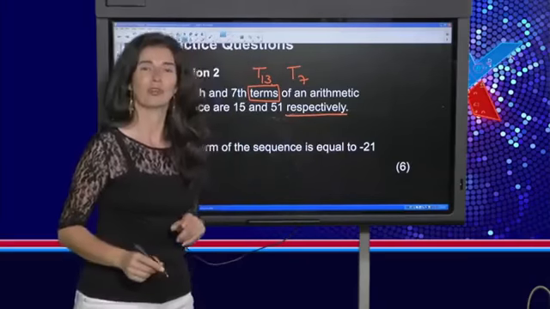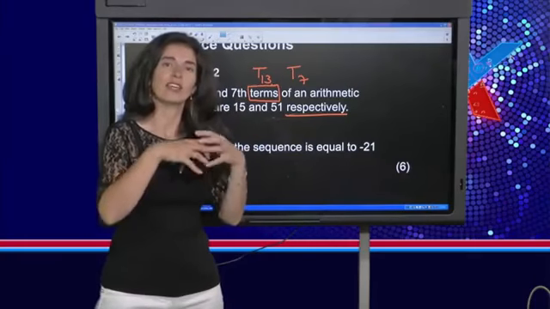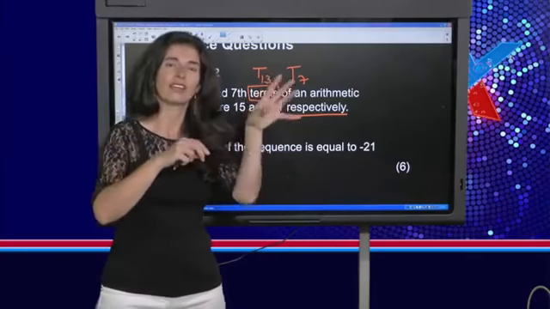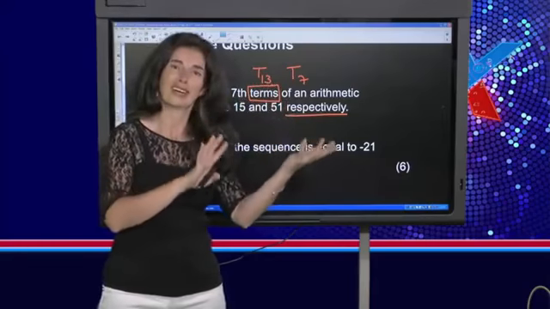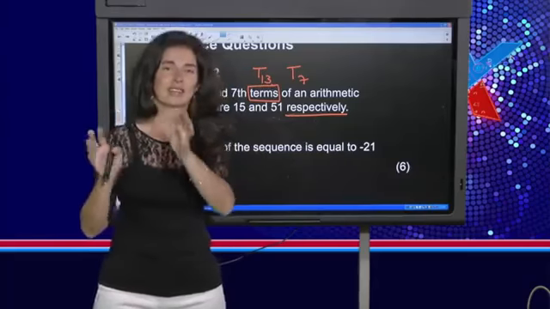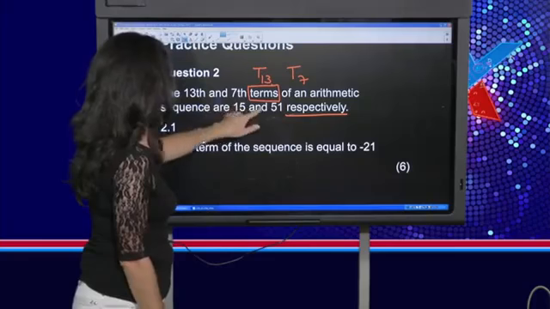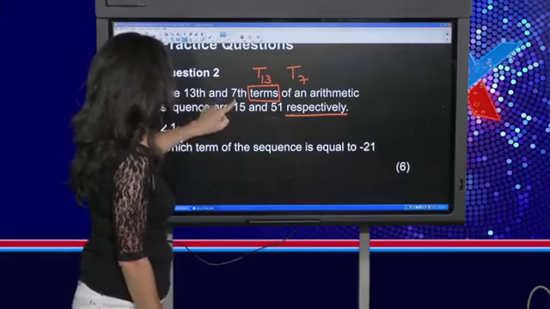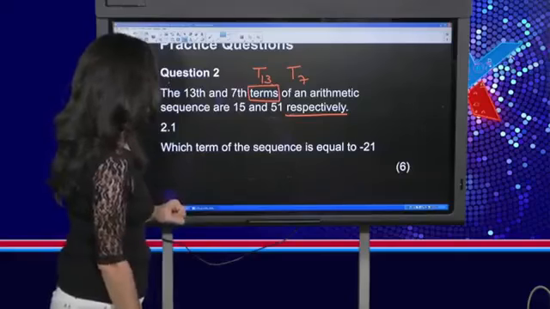I never knew what that word meant until English. It's a sequence of numbers where, if you're writing the first list and the second list, you want the two first ones to match, and then the next ones, etc. So it's not a random selection. So the 13th and 7th are 15 and 51. It means that the 7th can't be 15 and the 13th can't be 51. Okay, so we are given those values.